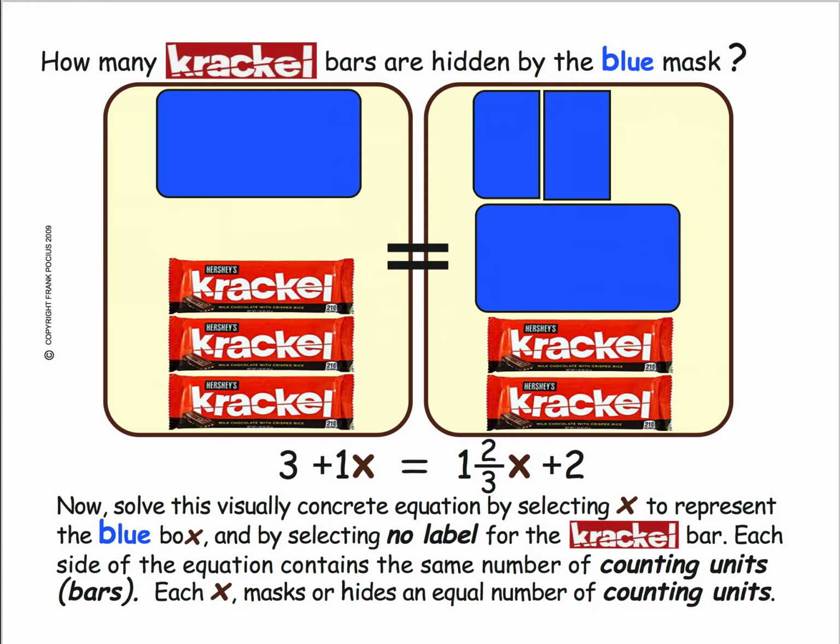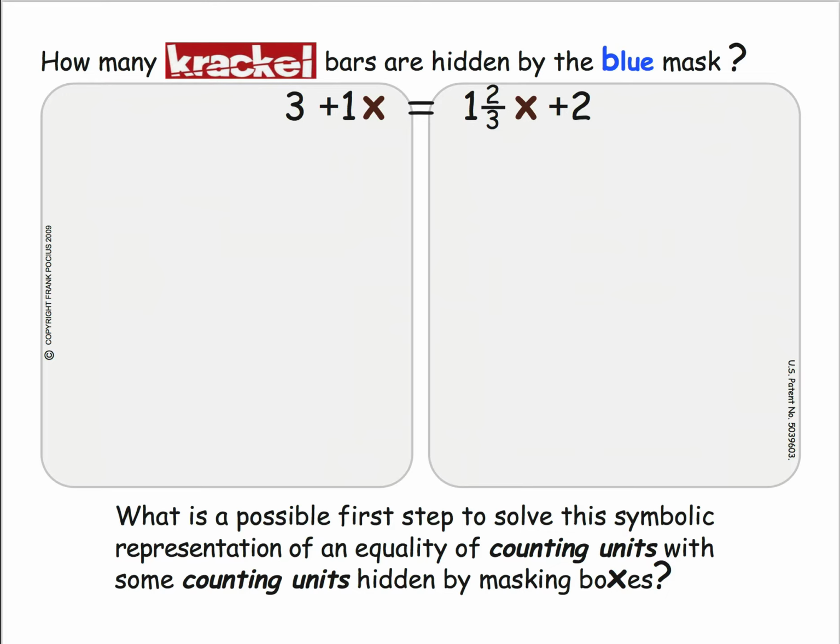The left-hand picture of this equation can be represented by the symbols 3 and 1x. The right-hand picture of this equation can be represented by the symbols 1 2/3 x and 2. What is a possible first step to solve this symbolic representation of an equality of counting units with some counting units hidden by masking boxes?